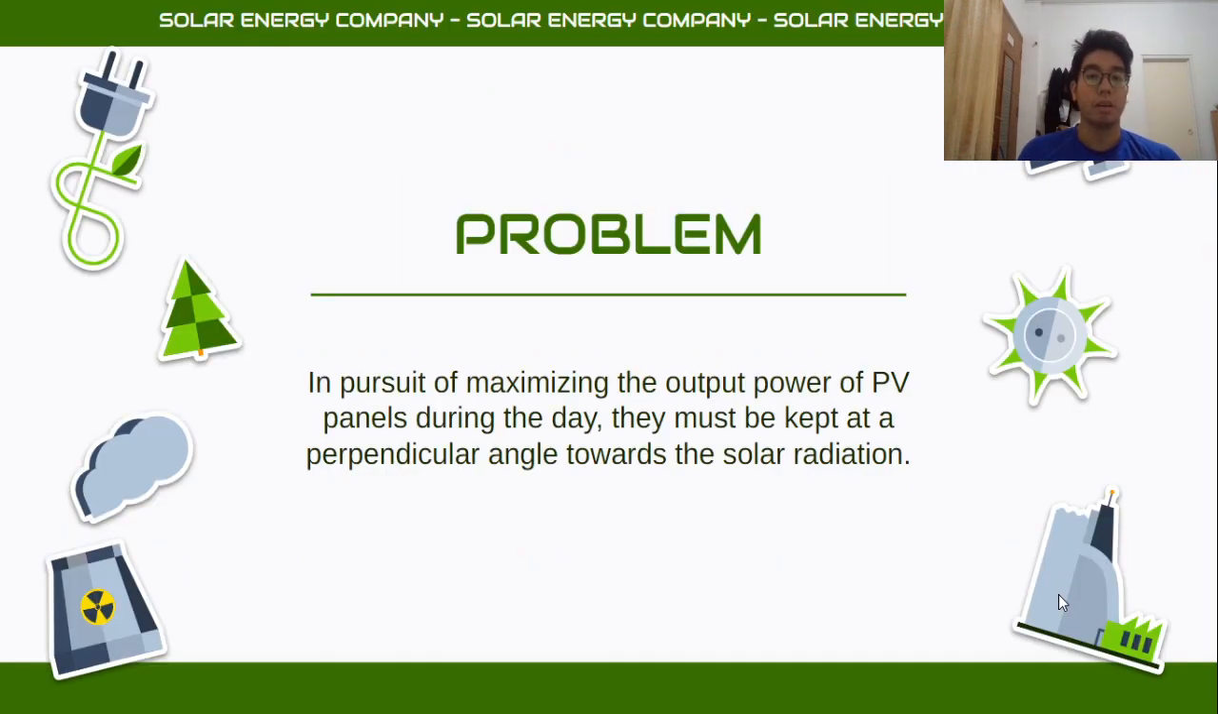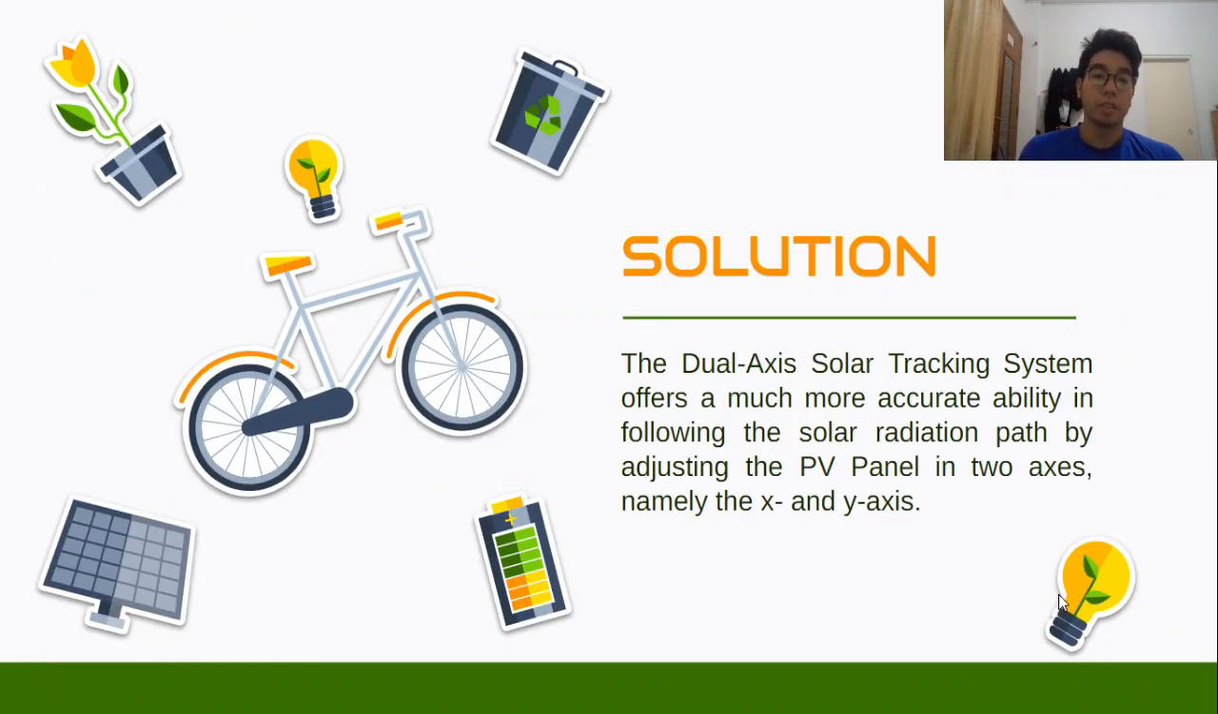So the main problem is that in pursuit of maximizing the output power of PV panels during the day, they must be kept at a perpendicular angle towards the solar radiation. So the solution that we can come up with is the dual axis solar tracking system, which offers a much more accurate ability in following the solar radiation path by adjusting the PV panel in two axes, namely the X and Y axis.